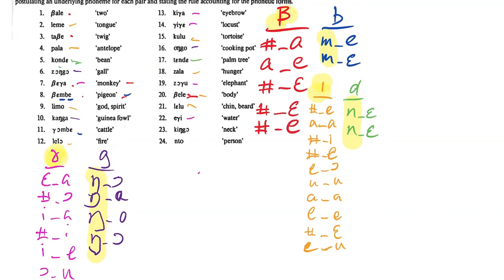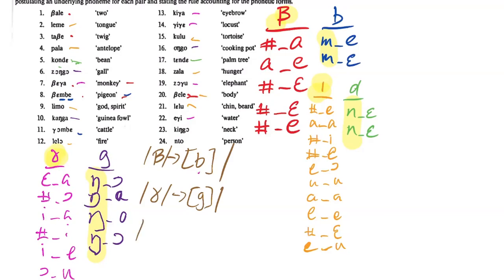We would say that the underlying form here is the beta, and then we would make a rule. So we'd put that as the underlying form. We'd make a rule that says beta goes to B. So that's our underlying form, and we would do the exact same thing for the other fricatives. So we'd say gamma here goes to G, and then we would say the L, which is weird between slashes, becomes a D. Easy.